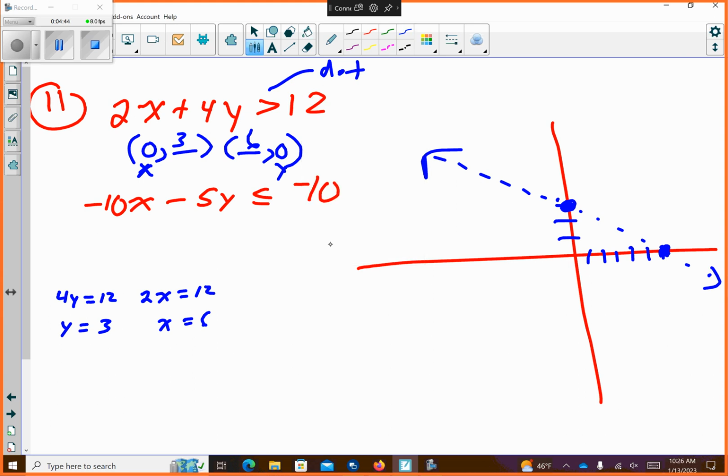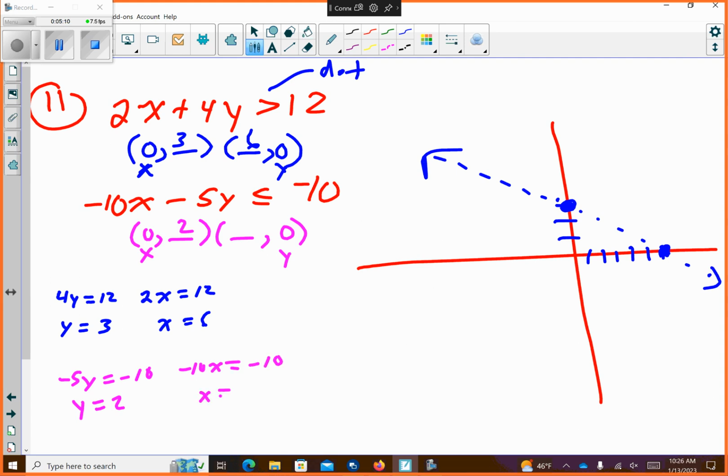All right. So this one's also set up as cover method. All right, so that's an x value. So let's solve that. I get negative 5y equals negative 10. Divide both sides by negative 5, so y equals 2. And then that's a y value, so that's going to give me negative 10x equals negative 10. Divide each side by negative 10, so I get 1.